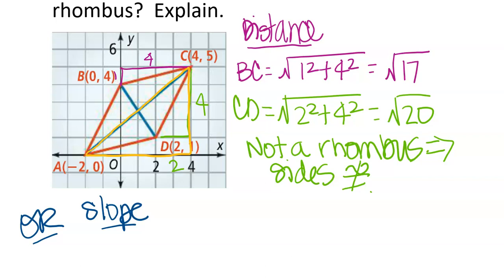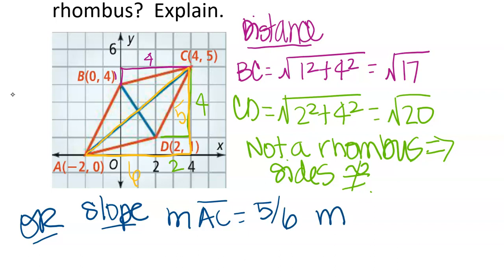And I'm going to count all the squares. 5 and 6. So the slope of AC is 5 over 6. I also need to do the slope of the other one.